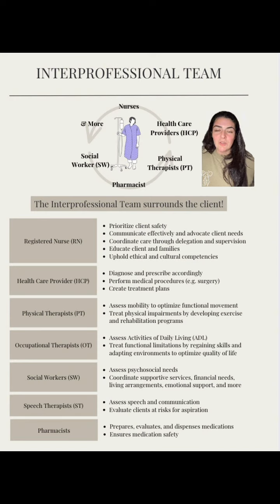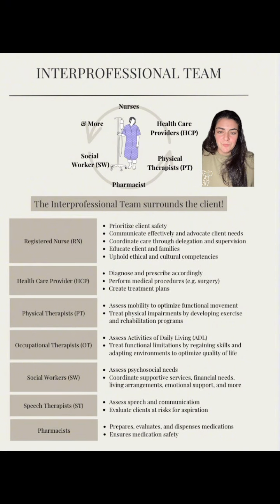Now you're also going to need to know the difference between a physical therapist and an occupational therapist. A physical therapist assesses the mobility, so they treat physical impairments by developing exercise and rehabilitation programs in order to optimize functional movements, where an occupational therapist assesses activities of daily living, such as regaining skills and adapting to the environment to optimize their quality of life. So a PT can help you regain physical strength, such as getting up out of a chair, and an OT can help you adjust to how can you feed yourself and take care of yourself at home after a CVA or a stroke.